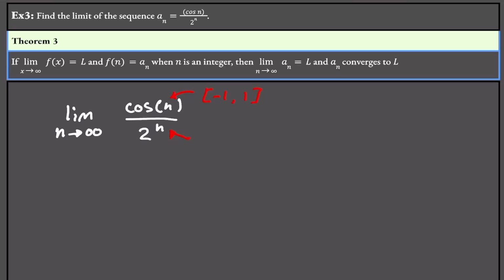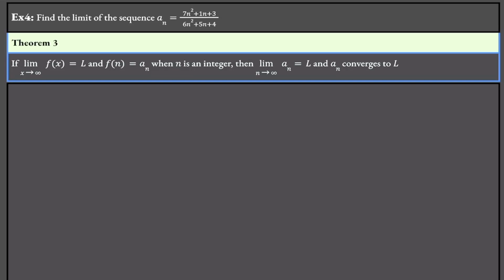If we look at our denominator, as we plug in a very, very large value for our n as the exponent, it's just going to tend to infinity. So this would be a value between -1 and 1 for cosine in the numerator divided by a very, very large number in the denominator. Regardless of what value you pick for the numerator, this is going to get divided by a very large number. So this is going to equal 0. If it's equal to 0, then a sub n converges to 0.